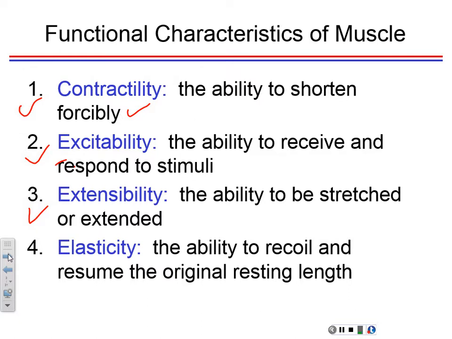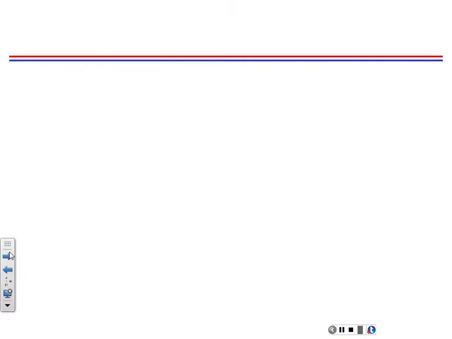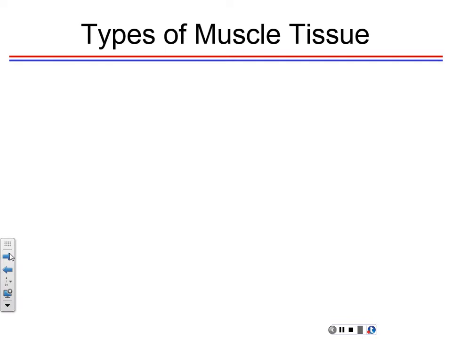Okay? So elasticity. Those four things are the functional characteristics of muscle, and sometimes in the exam I'll ask about it. So you talk about extensibility, contractility, excitability, and elasticity. And then you can talk a little bit further about why that characteristic is an important function. All right, so now types of muscle tissue.